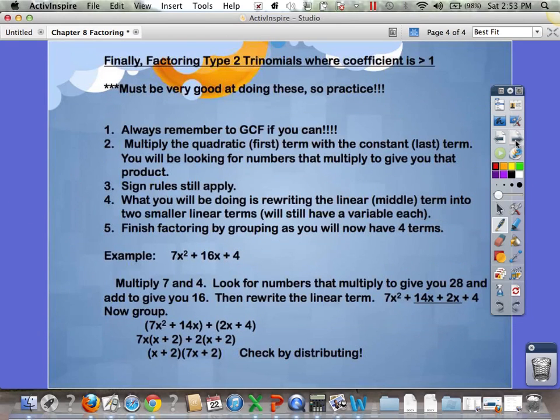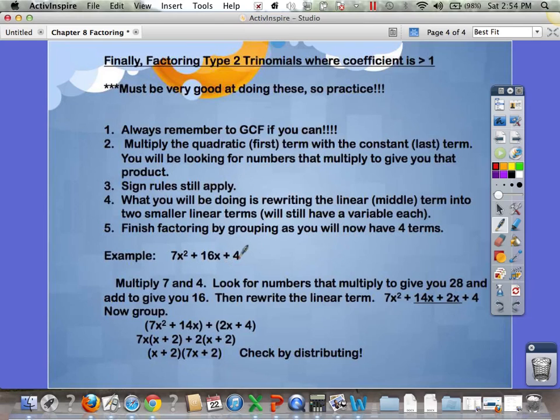All right, and finally, factoring type 2. You need to be very good at doing these because not everything is very simple like the type 1s. You always have to remember to GCF if you can. You must multiply the quadratic term to the back end, the constant term. You'll be looking for numbers that multiply to give you that product, and then the sign rules, you'll still apply those. And what you'll be doing is rewriting the middle, and then you're going to be grouping. So that's why we start with grouping, because we end up using it at the end.